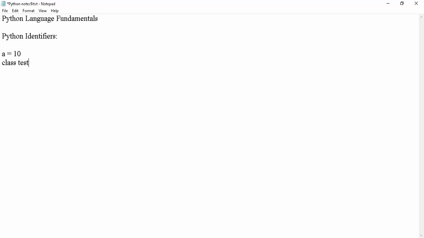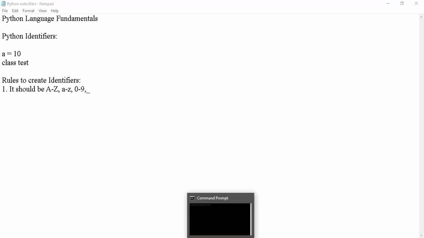And there are some rules to create identifiers. There are four rules. Rule 1 is it should be capital letter A to Z or small letter a to z, 0 to 9, or else underscore. If you mention anything apart from this, definitely it will show a syntax error. I will show you.